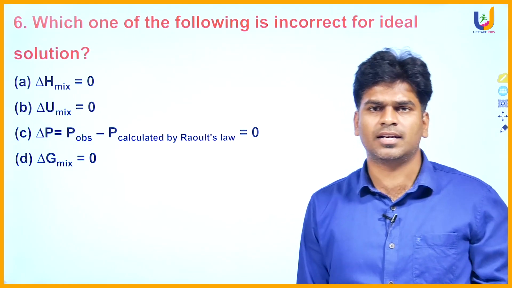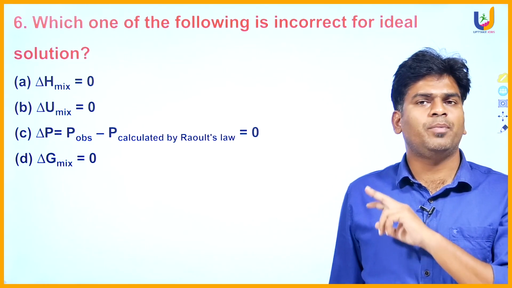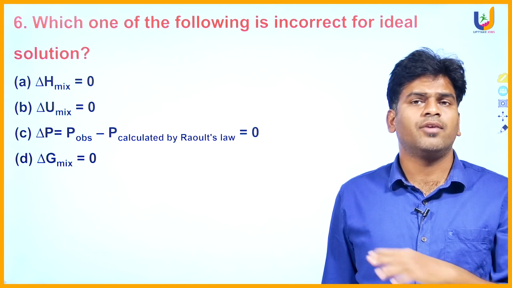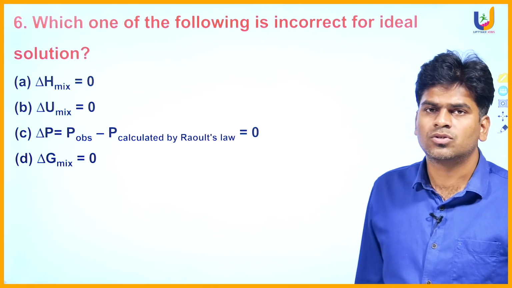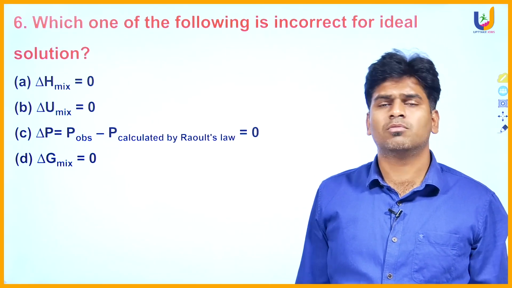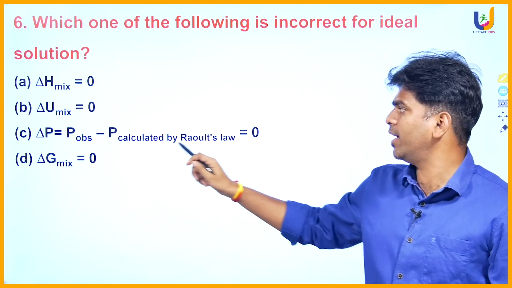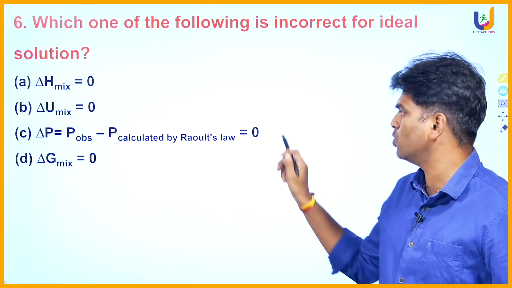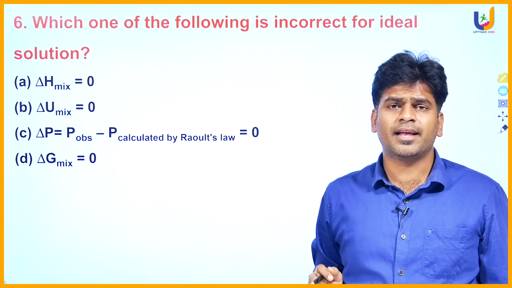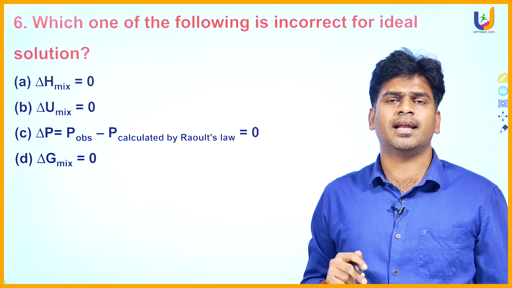Which one of the following is incorrect for an ideal solution? For an ideal solution, as we already discussed, if you mix any two liquids there should be no change in enthalpy and internal energy, and even the volume change should be equal to 0. So delta H must be equal to 0, and internal energy and volume changes must also be 0, and even the difference between the observed pressure and the pressure calculated by Raoult's law is also equal to 0. But delta G, the free energy change, will not equal 0, because as we know, delta G equals delta H minus T delta S.